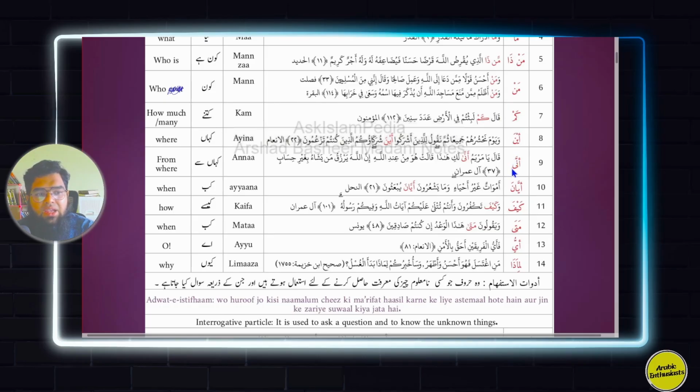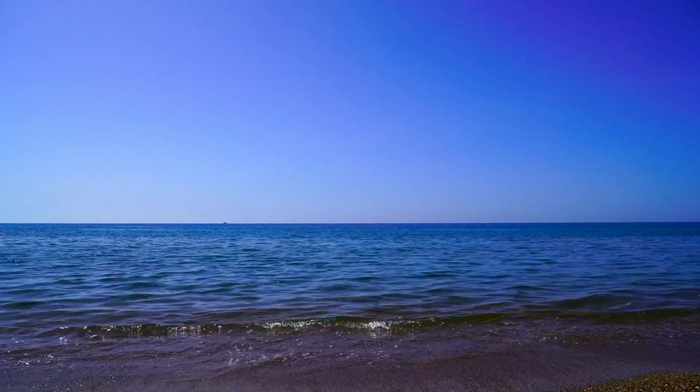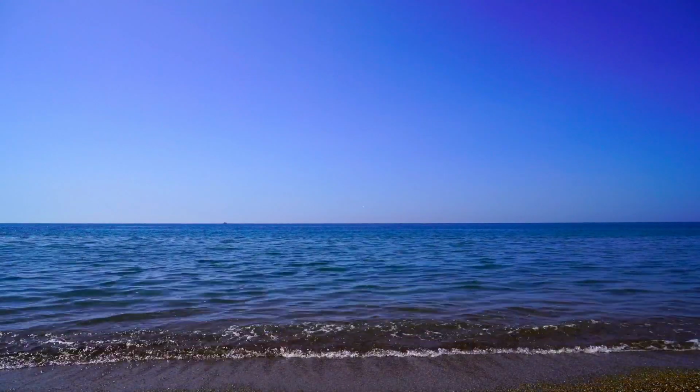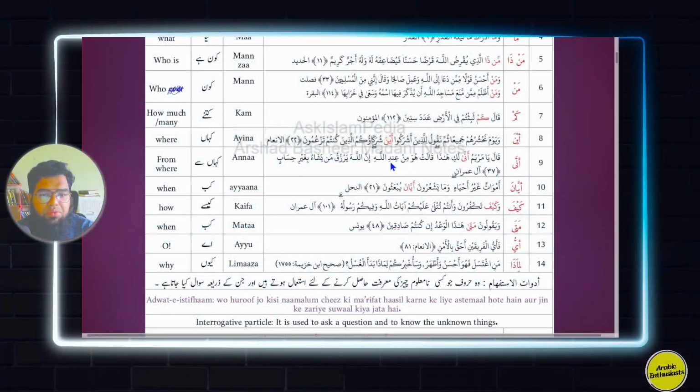Anna is also from where. Min aina, that is from where. Qala ya Maryamu anna laki hadha. From where did you get this? Zakaria alayhi salam said to Maryam alayhi salam, where did you get all of this food? She said, it is from Allah subhanahu wa ta'ala. Inna Allah yarzuqu man yasha'u bighayri hisab. Indeed, Allah gives provision to whoever He wants without any reckoning, without any hisab.